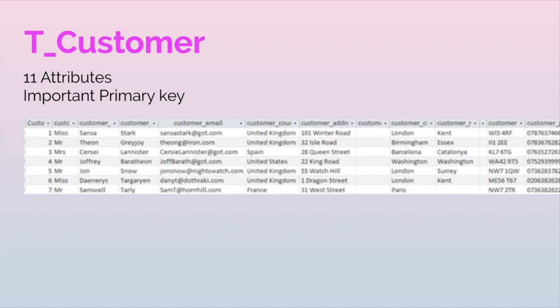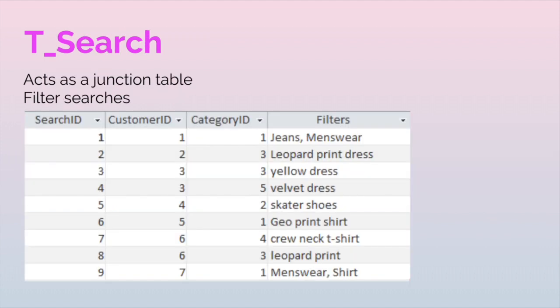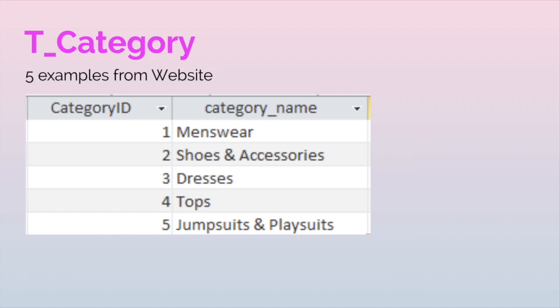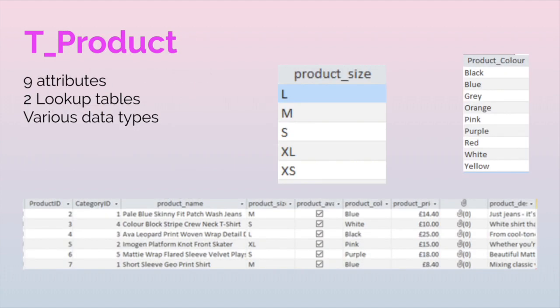The primary key customer ID is frequently used as a foreign key in other tables to create relationships. T-search, as mentioned, acts as a junction table between T-customer and T-category, so it has minimal attributes except the filters used to search for the categories. T-category contains only 2 attributes from 5 examples of categories that can be found on Boohoo's website. T-product has 9 attributes to show product information for the customer.